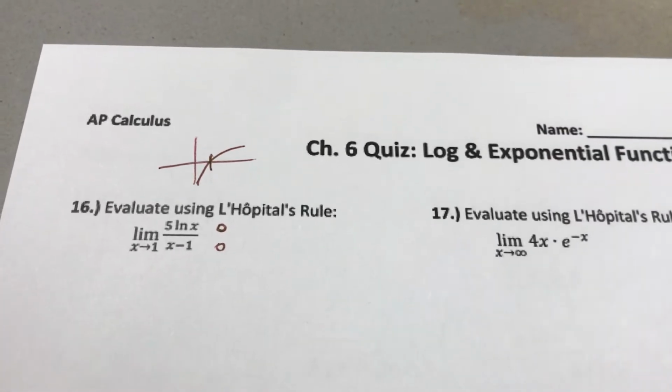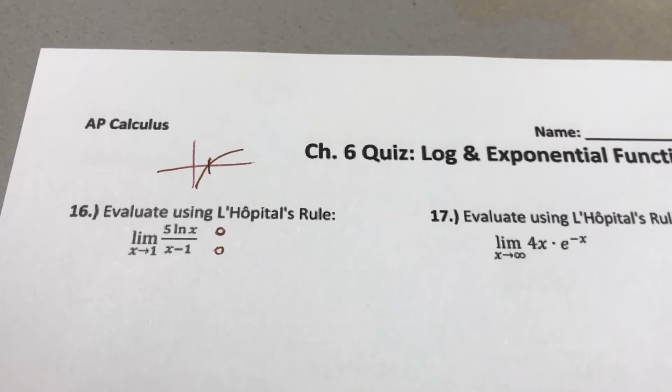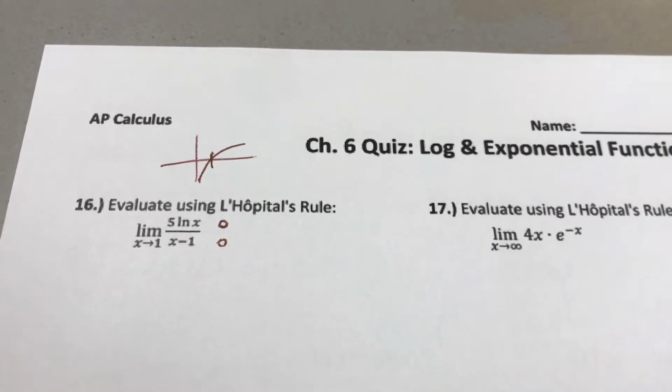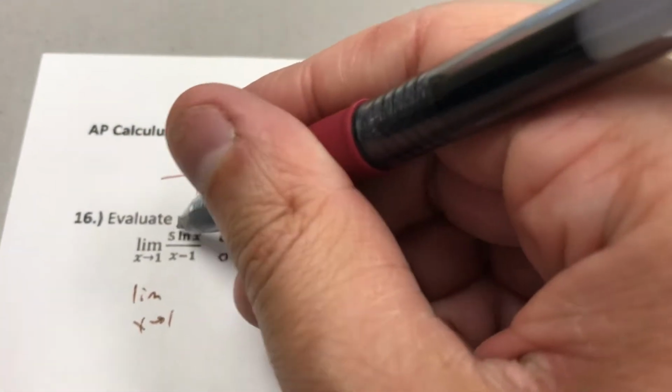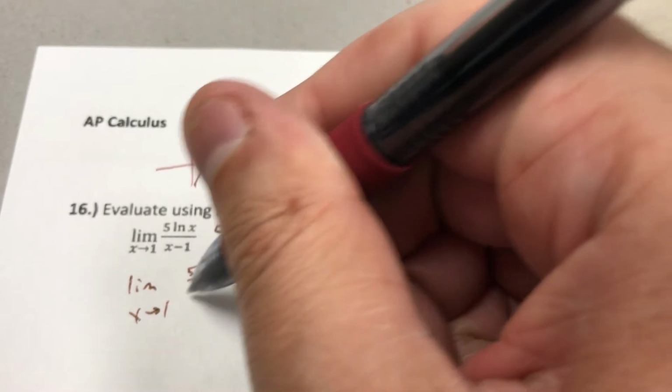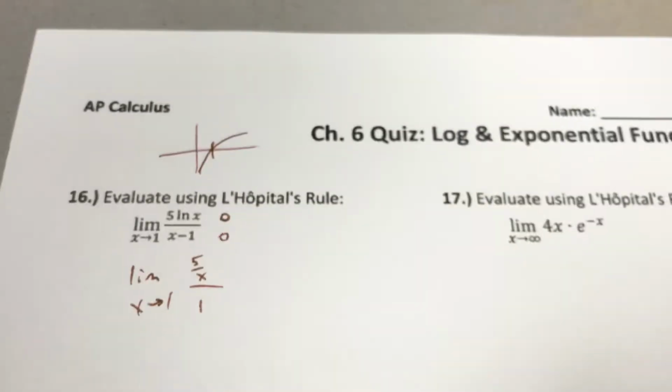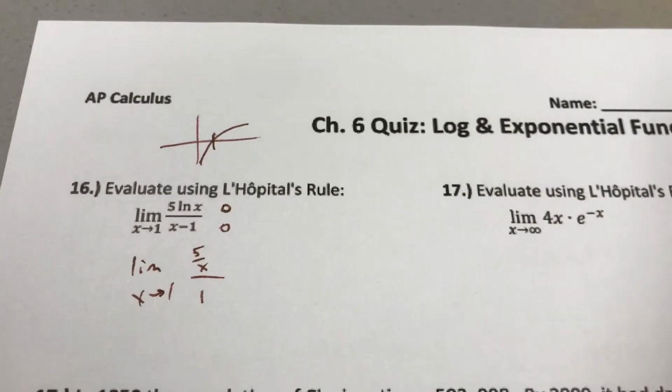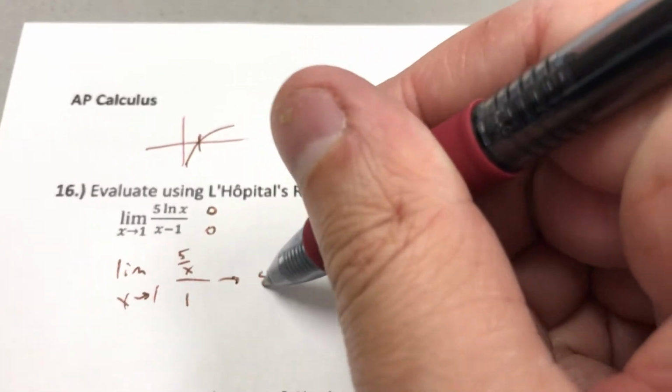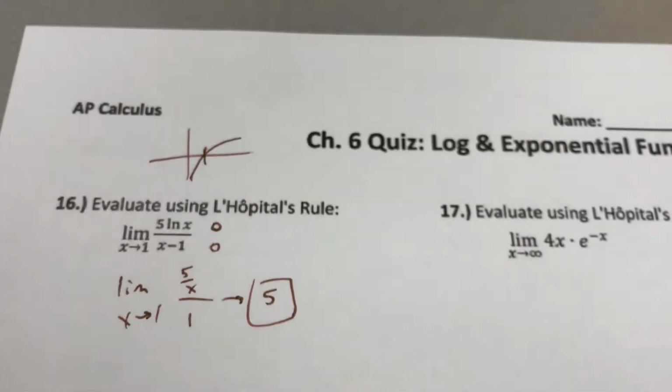That means we can use L'Hopital's rule. L'Hopital's rule says take the derivative of the top and the bottom and try the limit again. So that's going to be the limit as x approaches 1 of 5 over x on top, and the derivative on the bottom is 1. Let's sub a 1 back in there. You get 5 over 1, which is equal to 5. So there is your limit.